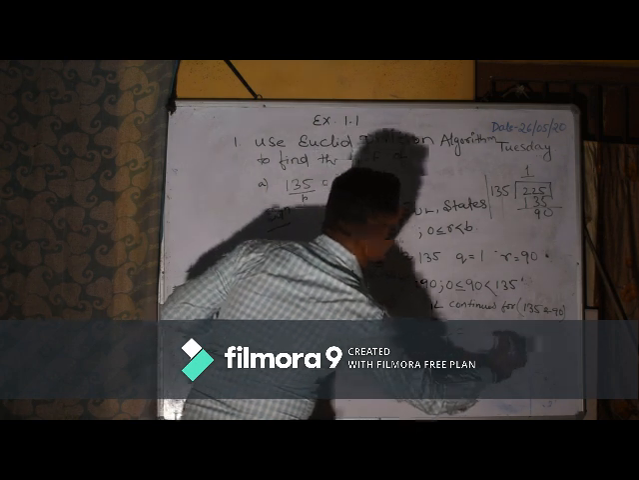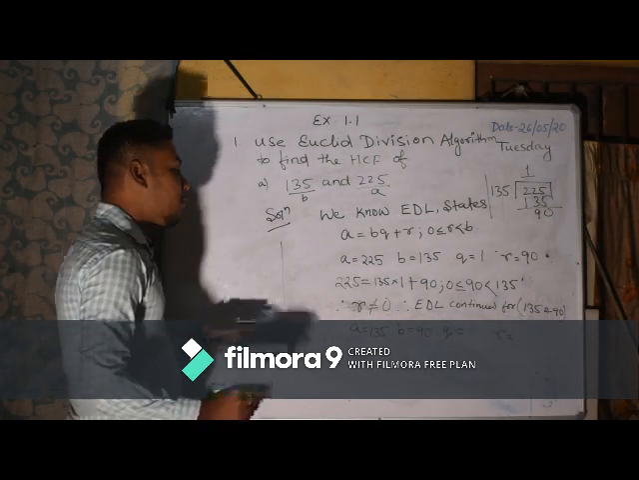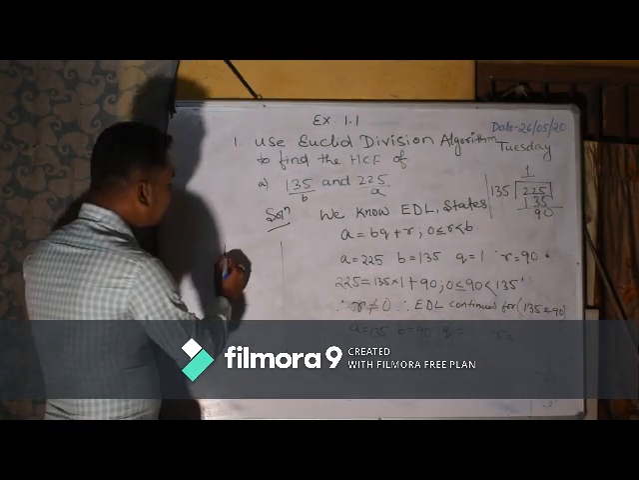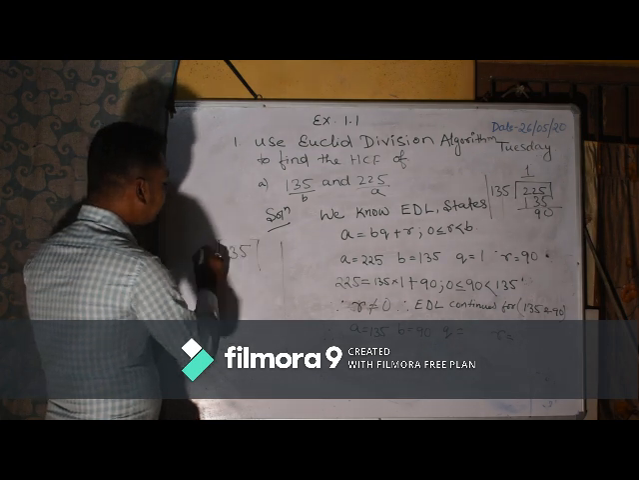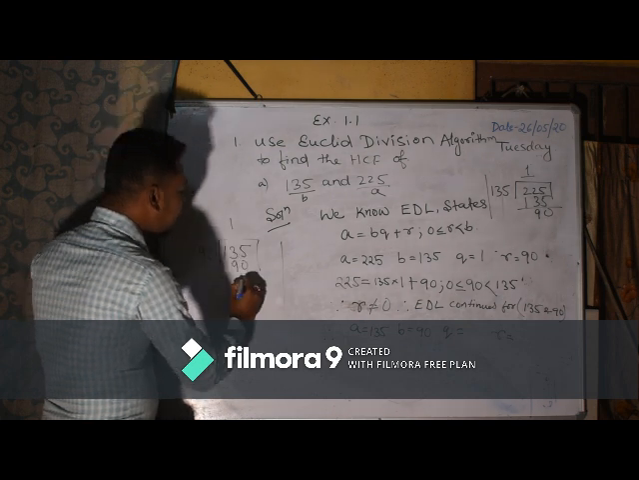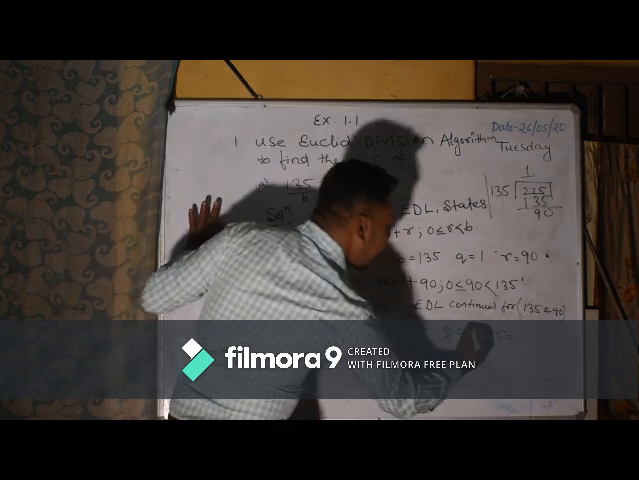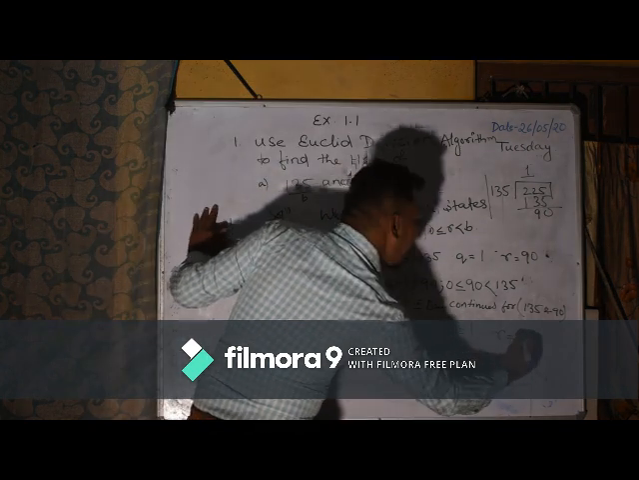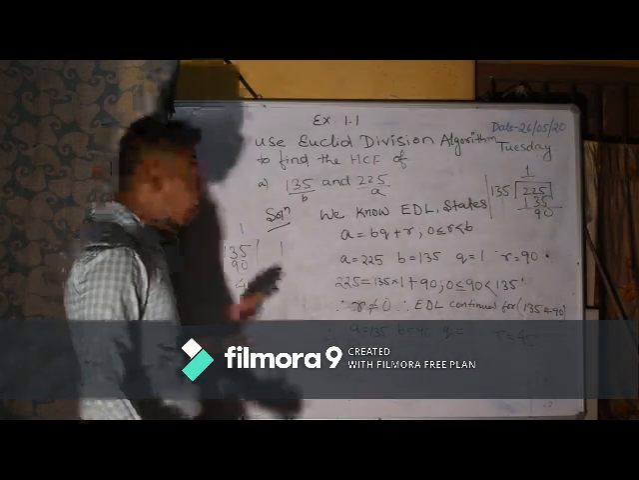Here, if we do the rough work, it would be easier. 135 divided by 90 gives you 1 time 90, remainder becomes 45. So we got q as 1 and r as 45. Hope you are getting all this.